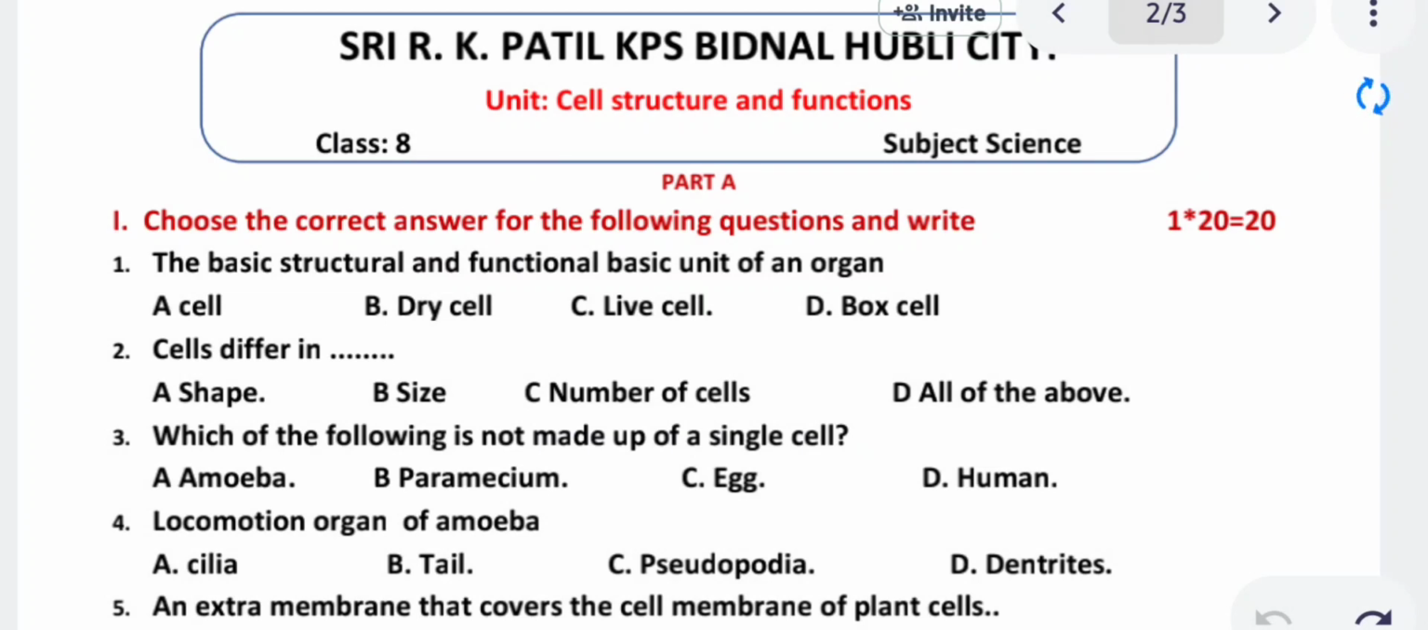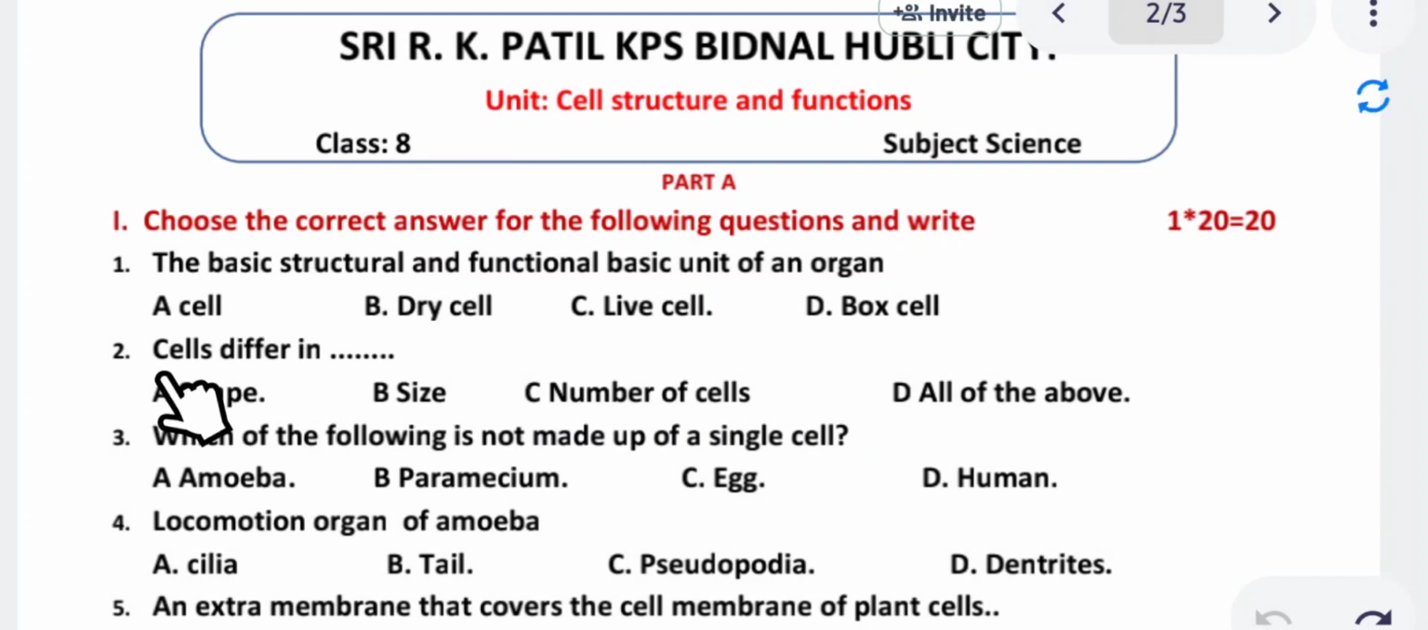So let's start. The basic structural and functional unit of an organism. Options: cell, dry cell, live cell, box cell. Here the answer is cell.